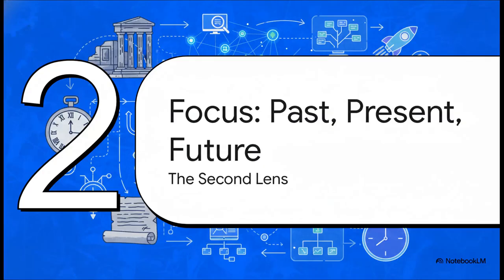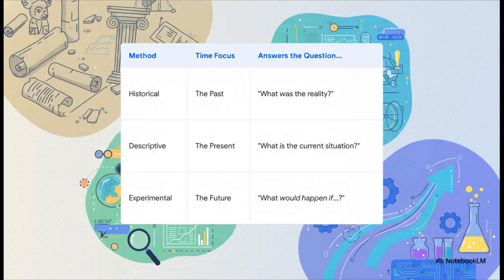All right, so we've sorted our tools by why we're using them. Now let's look at them through a second lens. When? Is our question about something that's already happened, or something that's happening right now, or maybe something that could happen in the future? This focus on time gives us three major research traditions. And this table just lays it out perfectly. First, you have the historical method. This one digs deep into the past, asking, what was the reality? Think of a historian poring over old letters to understand an event.